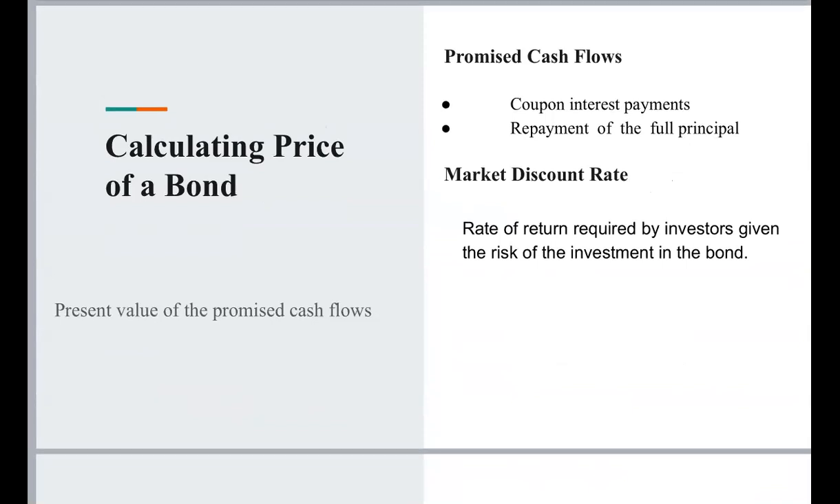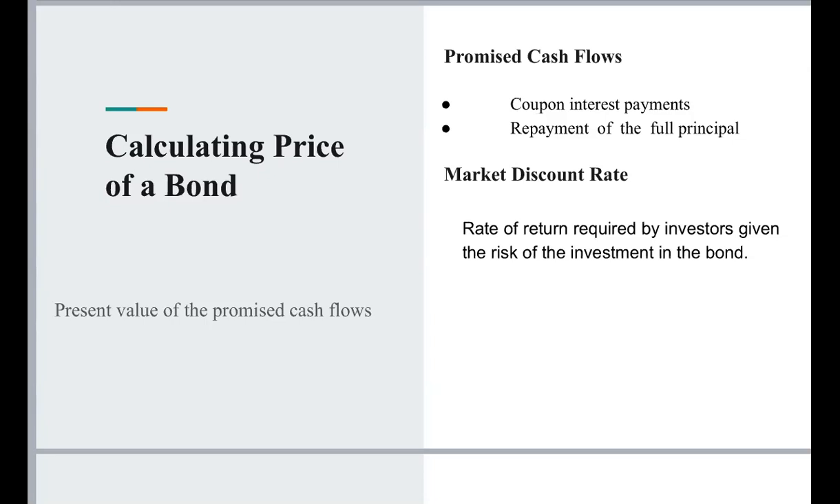The price of a bond should be the present value of the promised cash flows of the bond. For traditional bonds like fixed coupon bonds, the promised cash flows are coupon interest payments and repayment of full principal. Coupon payments are periodic payments, and repayment of principal is made at the end of the maturity. The market discount rate is the rate of return required by the investor, given the risk of the investment in the bond.